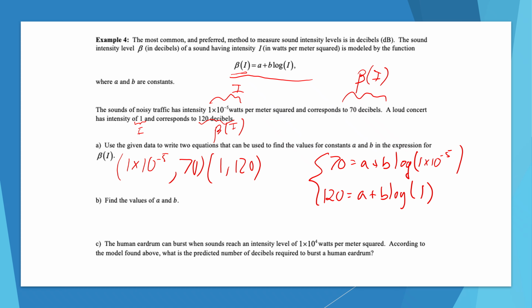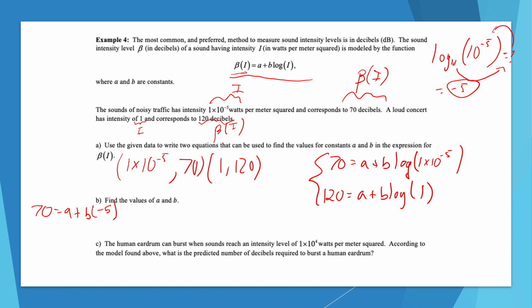Now we want to find the values of A and B, and this would be an example of a situation where we aren't given a calculator. And so let's evaluate these equations just a little bit more and try to solve it by hand. So for the first one here, you would get 70 equals A plus B, and now what is log base 10 of 10 to the power of negative 5, right? Well, 10 to what power will get us 10 to the power of negative 5? That's just going to be negative 5. So this is B times negative 5, and that's our first equation simplified.